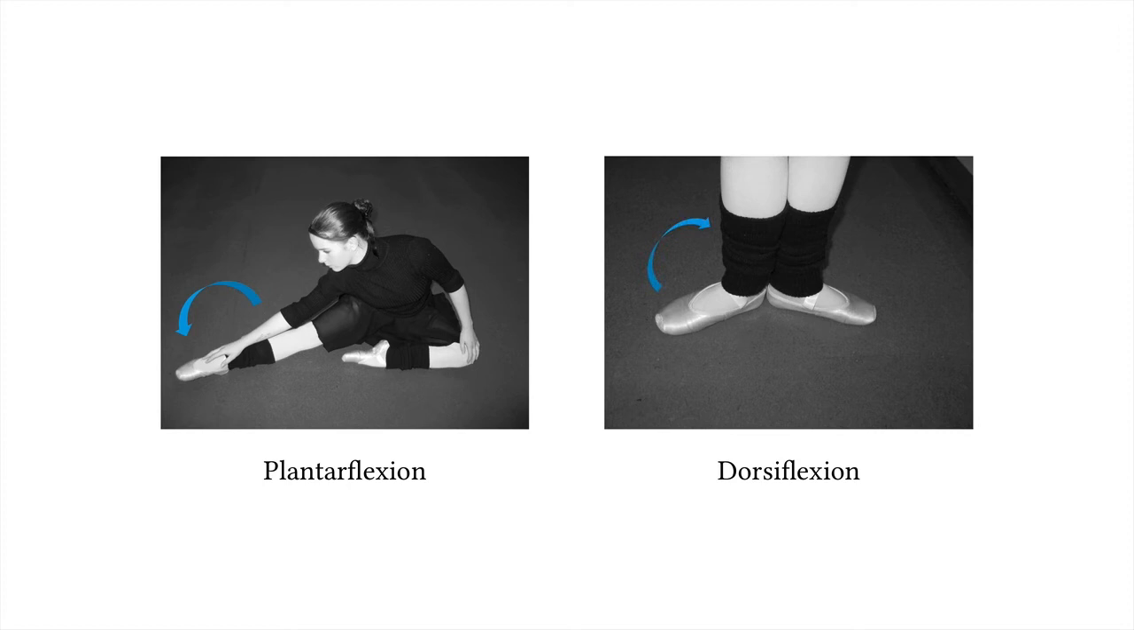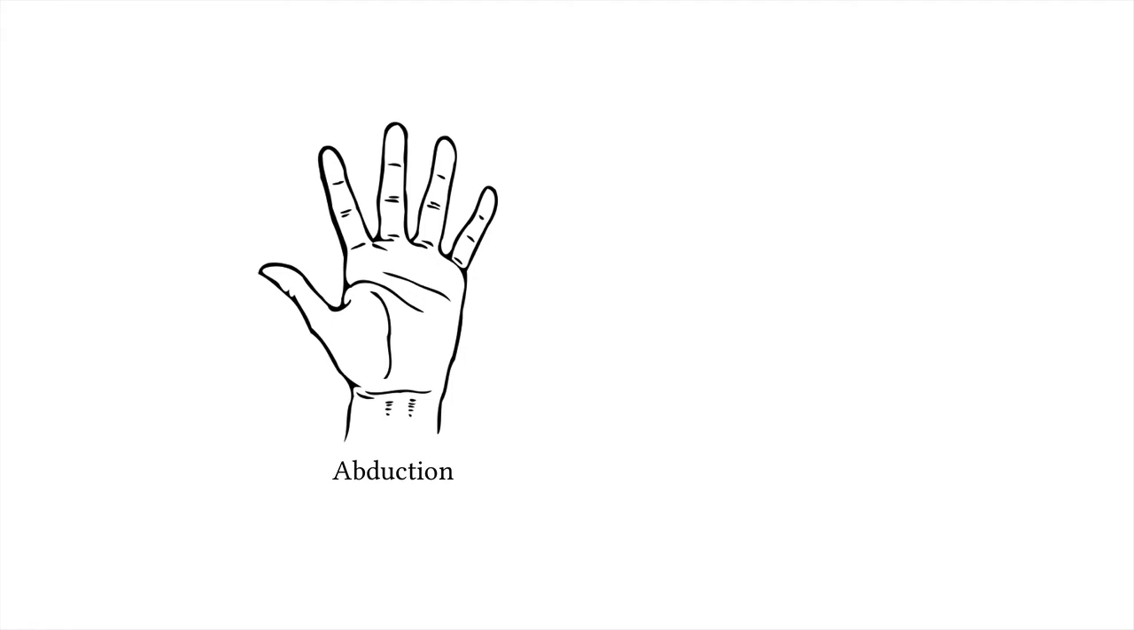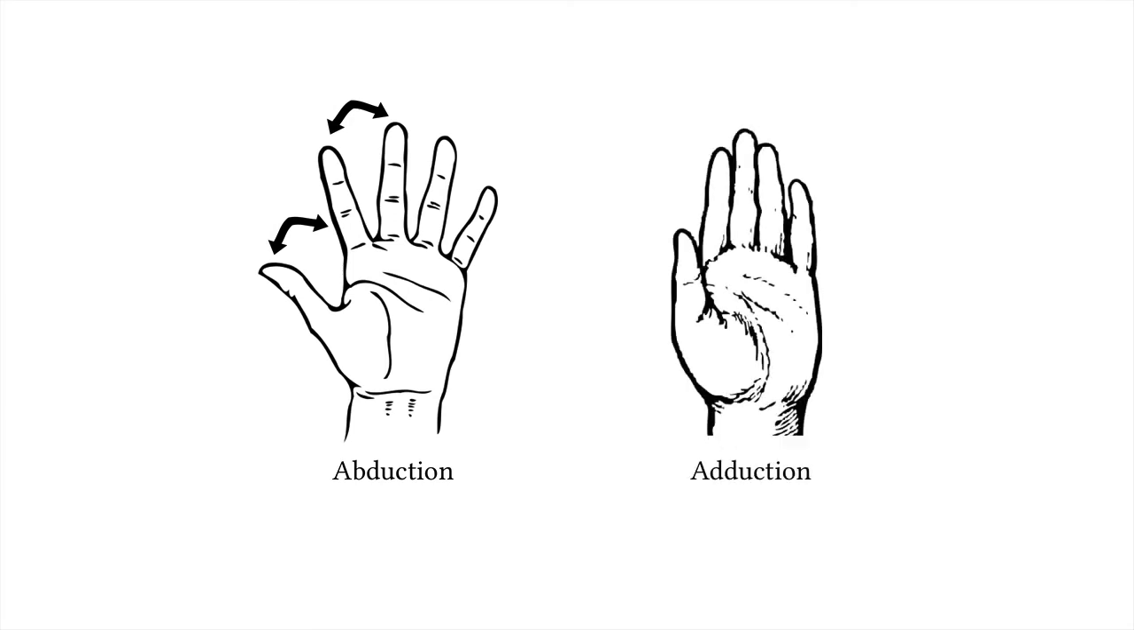Abduction is when your body parts move away from the midline. So spreading your fingers apart like this is abduction. Adduction is when fingers or limbs are moved toward the midline. You can remember this word by thinking the fingers are adding or moving together.